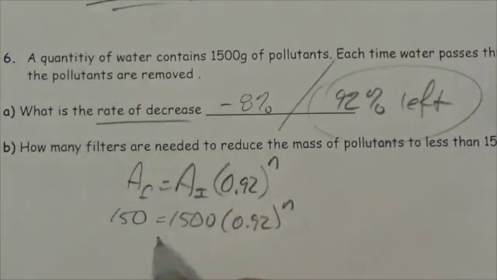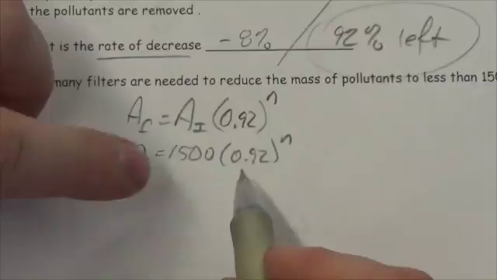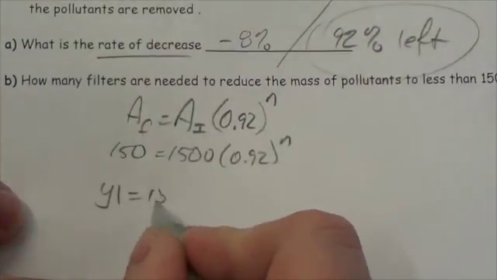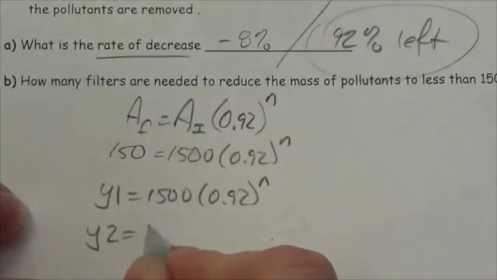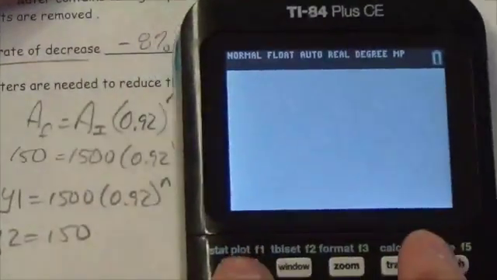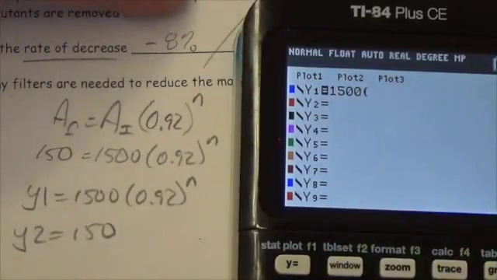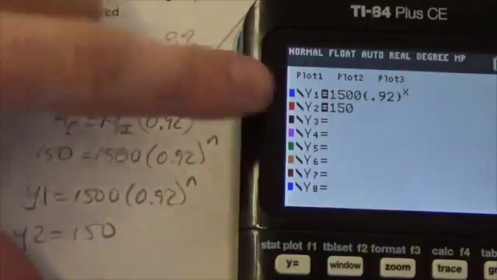Now, I highly suspect that I'm not going to be able to divide by 1,500 and get some sort of power with a base that I can compare to 0.92. So I'm going to go to the calculator. We're going to make y1 equal 1,500 times 0.92 to the n, and we'll make y2 equal to 150, and we'll look for the point of intersection. So y equals 1,500 times 0.92, because that's how much is left over, to the power of x. There's my variable. Then I'm going to look for where it hits 150.